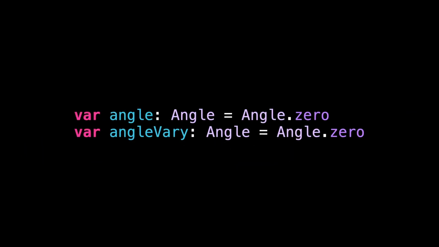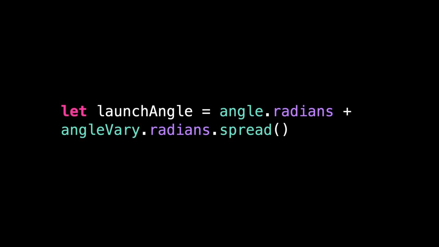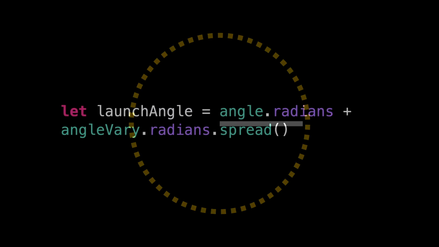To fix that, we need to add two new properties to our system. One stores the launch angle, and one stores the angle variation. Here's our current way of picking a launch angle inside createParticle. It's random, in all directions. We need to replace that with code to pick a random angle, using our base angle plus some amount of variation. But there's a small problem.